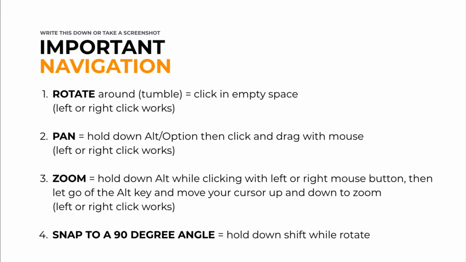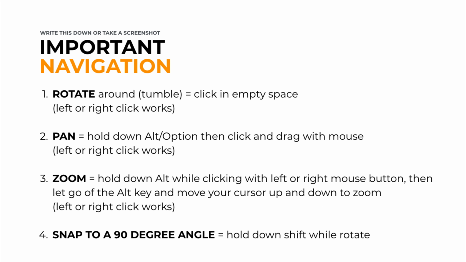Okay, so the next thing is, how do we navigate around ZBrush? Navigation is a lot like with Maya. You'll be tumbling, panning, and zooming left and right. And then there's also an option to snap to a 90 degree angle. So to rotate, you're just going to click in an empty space and kind of move your cursor left and right. To pan, you're going to hold down the Alt or the Option key and then click and drag with your mouse. And either click works.